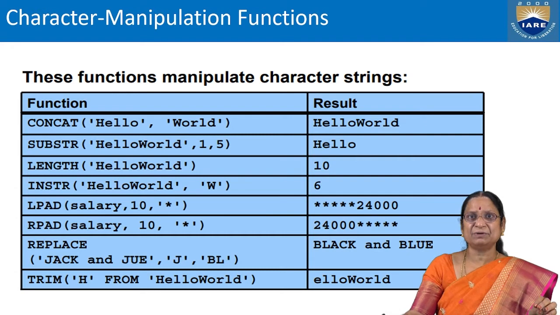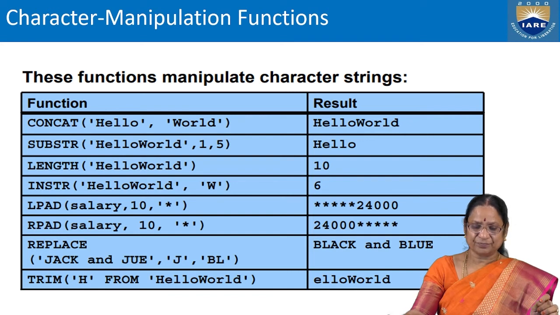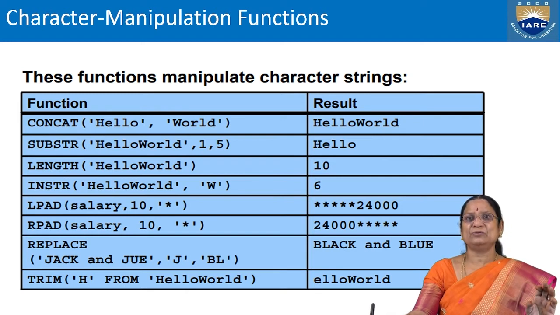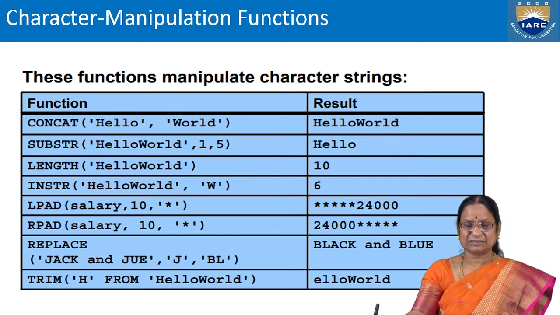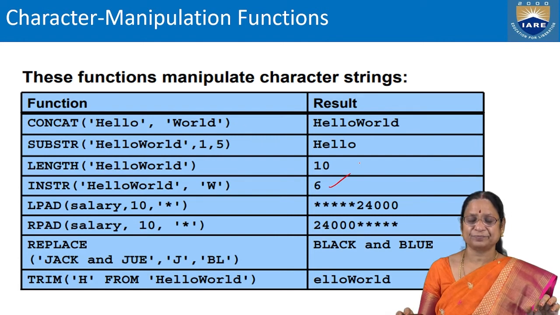Similarly, length of hello world means the number of characters in the given string will get displayed. And INSTR means the arguments are 2 strings. The first string is the main string, the second string is the substring. It will search for the substring in the main string. If it occurs, the starting position will be returned by the function. If the string doesn't exist, 0 will be returned. In this example, in string hello world, W means where W exists, the first W only, remember. The first W exists in the 6th position. So 6 was written as a result.